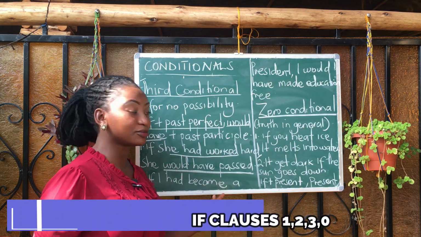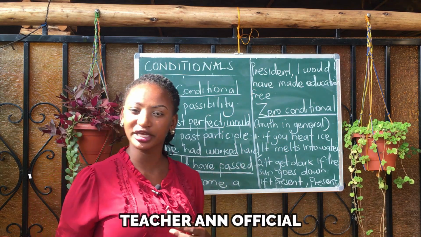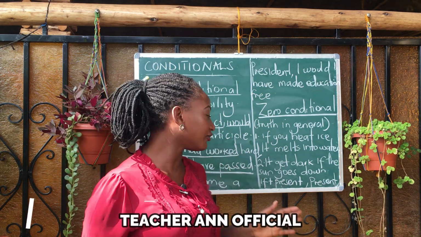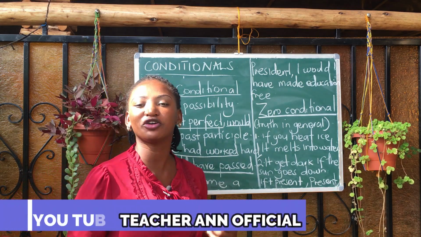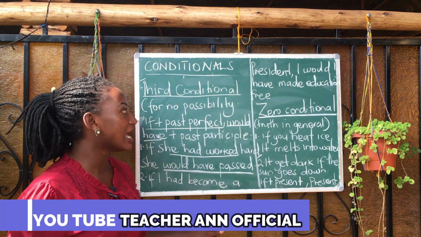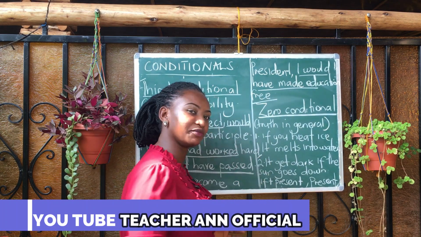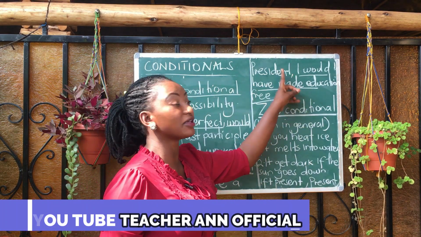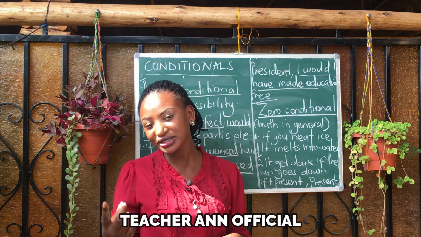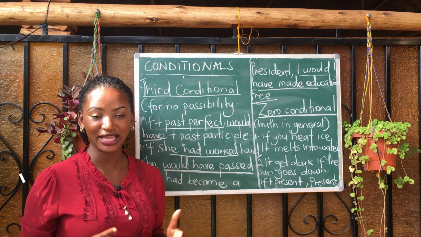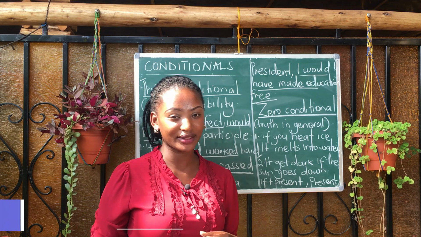So as the person talking, if I had become a president, I would have made education free. Number one, in the if clause, I never became a president, and there is no hope of me becoming a president. And in the main clause, I would have made education free. Of course, this is the result of the if clause, meaning that I never made education free because I was not a president.